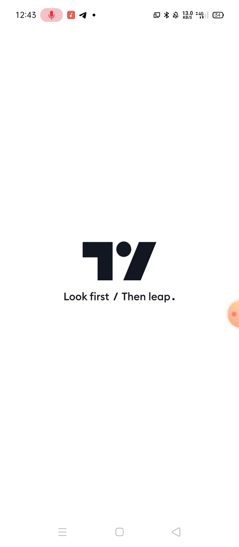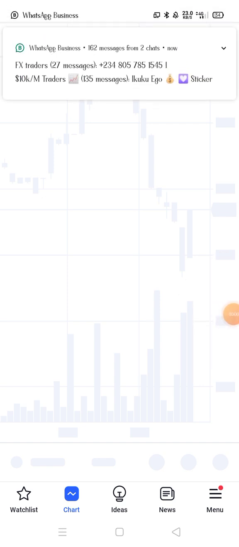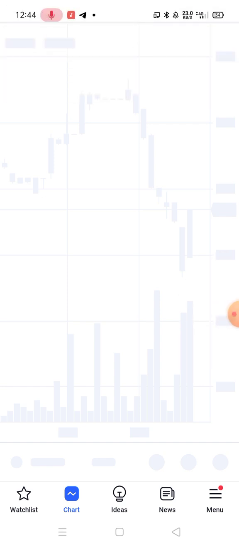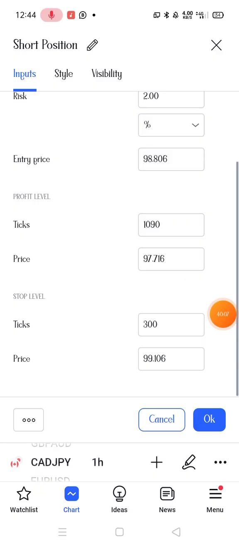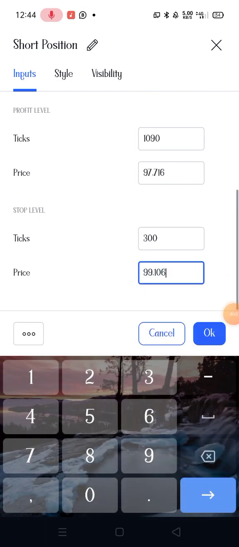Now we're coming back here to check our stop level, where we want to hit our stop loss. So we'll wait a bit. Let me pause this. So this is our stop level price here. We'll copy it. Now we head back to our MT5.